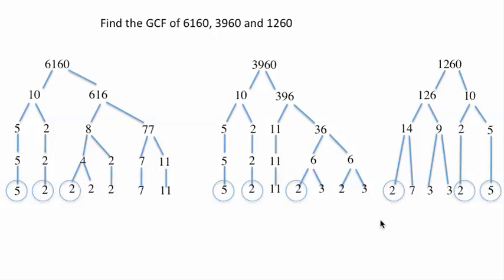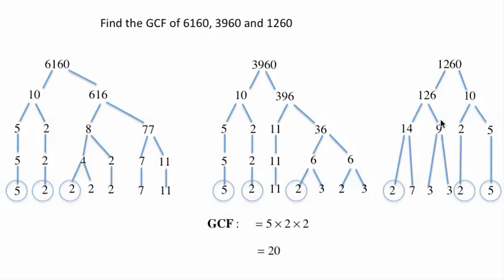Then all we have to do is take what we circled in all of the trees, but really just the 3 commons. So a 5 was common, a 2 was common, and a 2 was common. That's what we're going to multiply. 5 times 2 times 2. So that's 20. So the greatest common factor of these 3 numbers is 20.